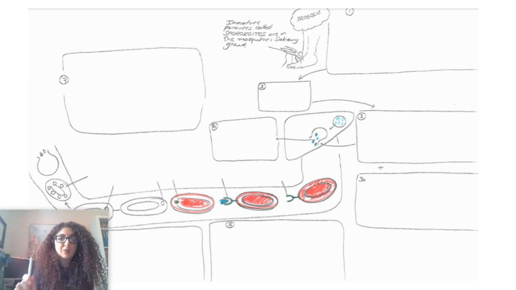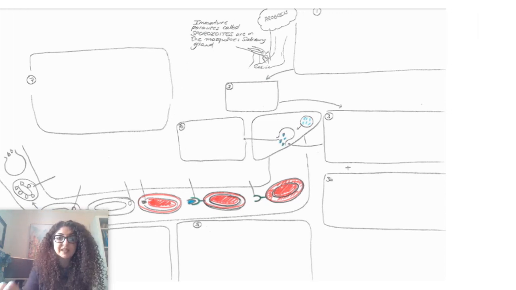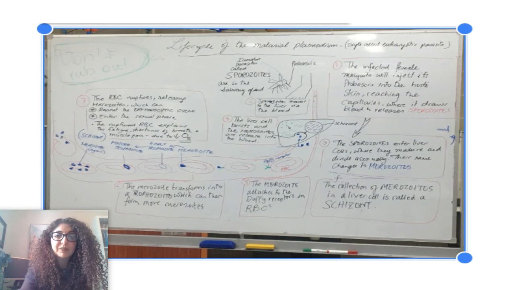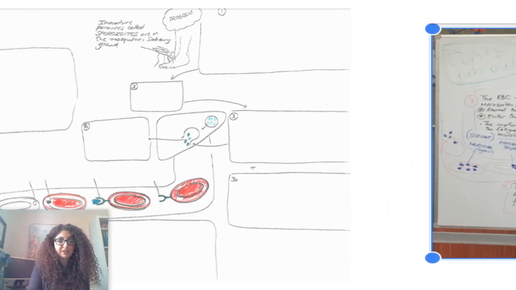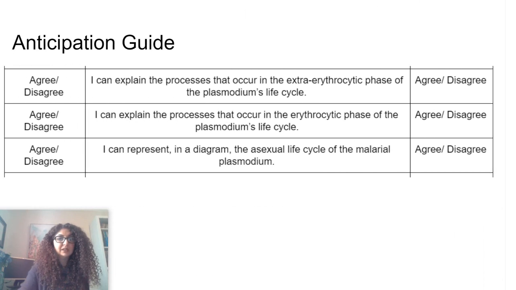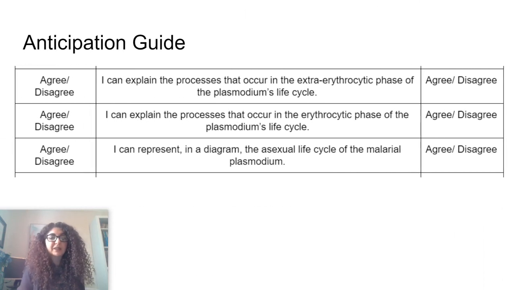So basically what I want you to be able to do here is explain steps 1, 2, 3A, 3B, and 4. Those are the 4 phases you need to know so that you can cover the anticipation guide for the first statement. Let's go back to our anticipation guide here. Then it says, I can explain the processes that occur in the erythrocytic phase of the Plasmodium's life cycle.